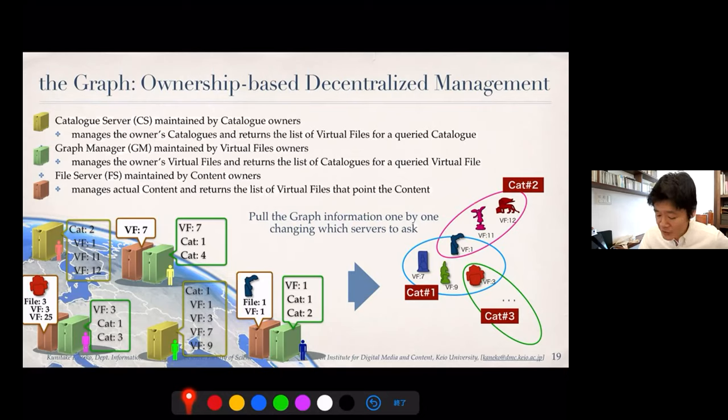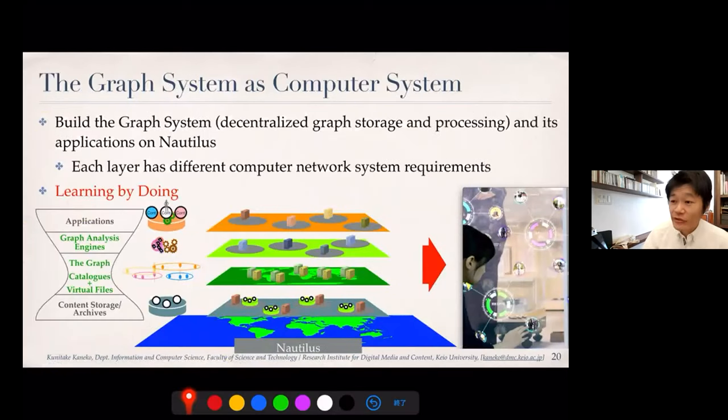And then we combine those things and make this entire graph, actually one by one, just spreading outward. So that is the system here, the dark green, because this is a graph system. On top of it are distributed third-party graph analysis engines and applications. And at the bottom, there is a content service. Combining all those, we can make these kinds of things.